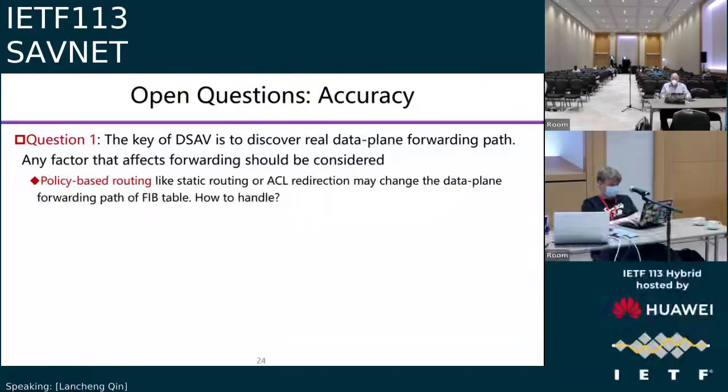Here, we have some open questions about further improvement of DSave. For accuracy, the key of DSave is to discover real data plane forwarding paths. So any factor that affects forwarding should be considered. For example, policy-based routing like static routing or ACL redirection may change the data plane forwarding path of the SAV table. So how to handle this problem?